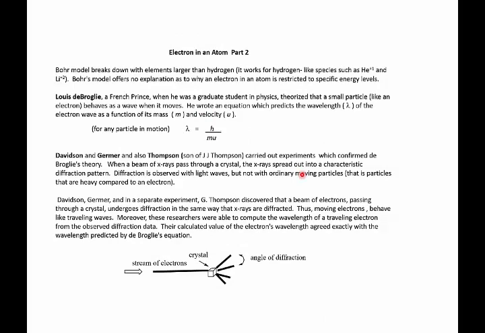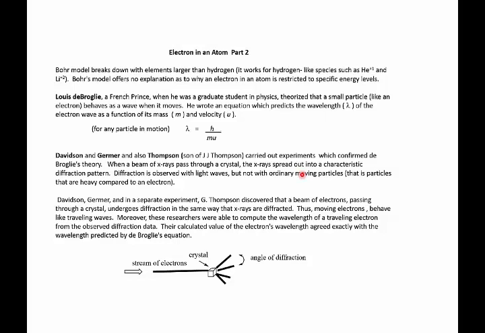I'll also mention that the Bohr model, very successful for the hydrogen atom, experienced huge problems trying to describe the line spectra of larger elements, like helium or lithium. It just broke down. As well, the Bohr model really offers no good explanation as to why the electron in an atom is restricted to specific energy levels. So a number of issues there to explain.